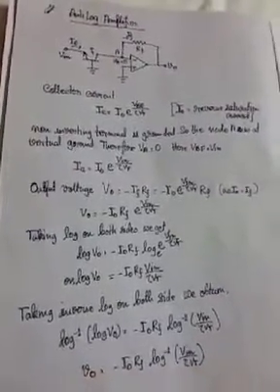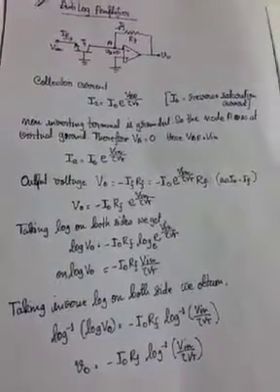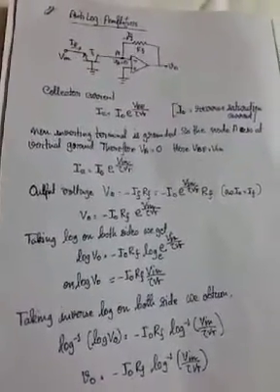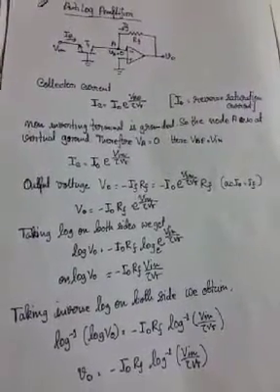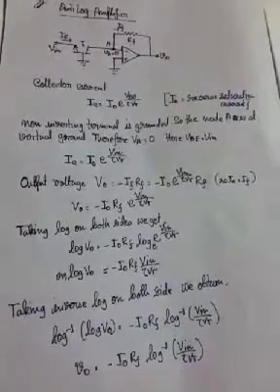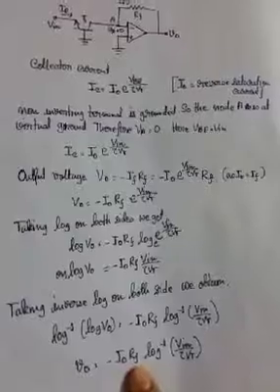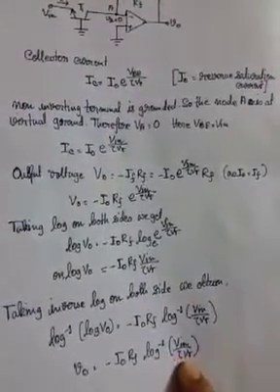In the previous class I discussed the output voltage V0 of the logarithmic amplifier, but due to some network problem I had not discussed the anti-log amplifier. So today I discussed the anti-log amplifier, that is V0 equal to minus I0 into RF into the inverse log of Vin by Vt.